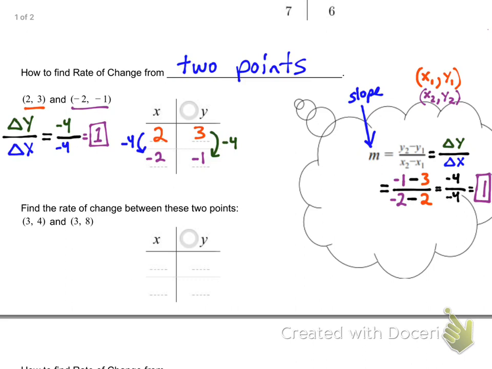So you can either use the formula or you can put it into a table like I do and use delta y over delta x. Go ahead and try to find the rate of change between these 2 points.